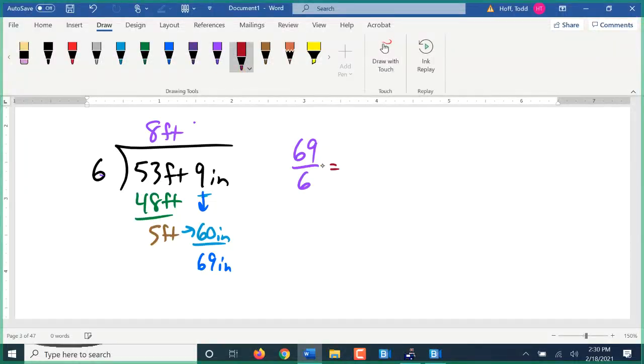First thing I'll notice is 6 goes into 69 11 times. 6 times 11 would be 66, so there's 3/6 left over. Well, 3/6, both of those can divide by 3, is just 1/2. So that is 11 1/2. That's exactly what goes here, 11 1/2 inches. So 8 feet, 11 1/2 inches.